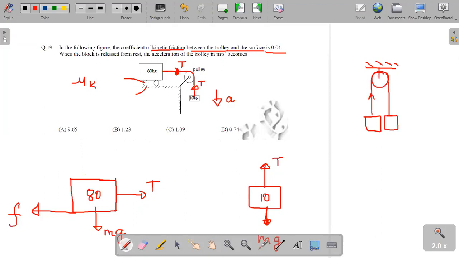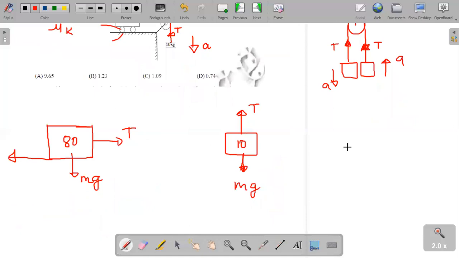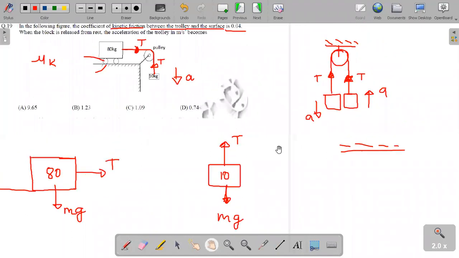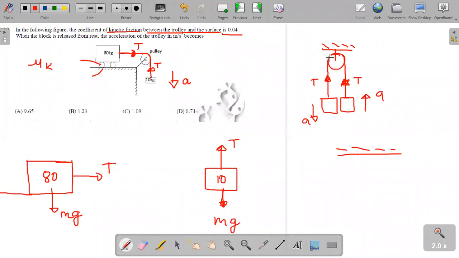Like this, in this case, if there is tension T here, tension here will also be T. And the acceleration of both the blocks will be equal. Meaning if one is going with acceleration A down, the other should be going with acceleration A up. And acceleration, if same, you can see ये जो string है same string है.